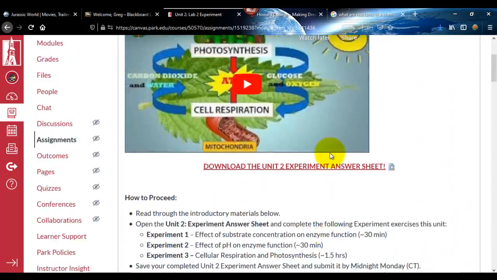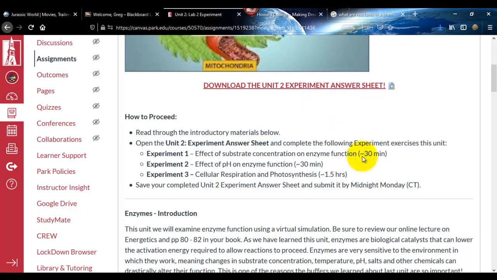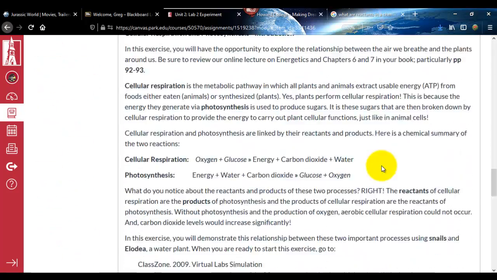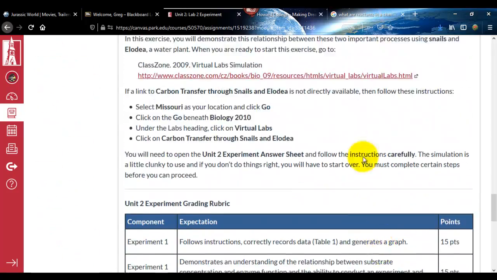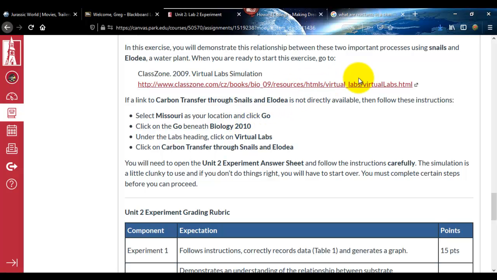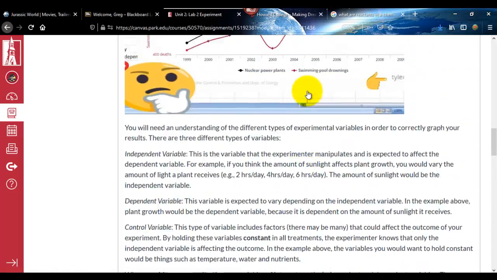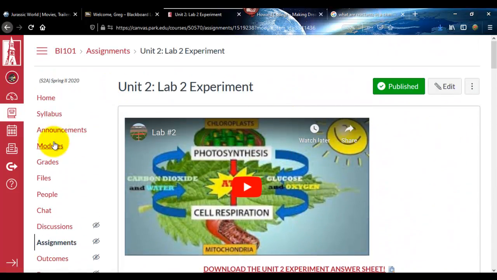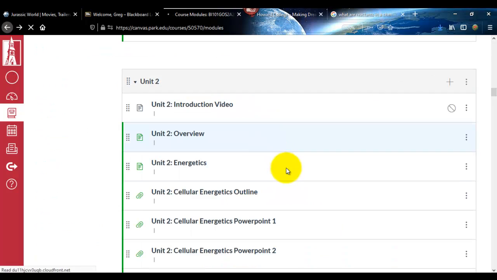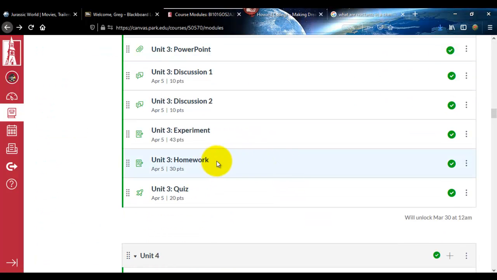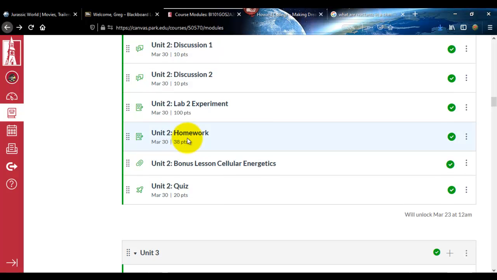Your answer sheet here has detailed instructions, and I did go through that a little bit in the video for this, but you have to follow the direction exactly. But it's an experiment with the Elodea plant and a snail. It's actually really cool, and it doesn't take very long to do. It has to do with light and dark and how that affects, you know, plant growth or cell respiration.